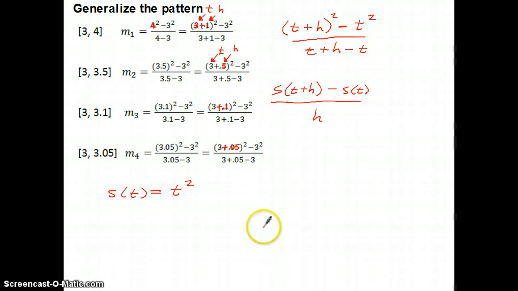So this is a generalization of our pattern, and what we're looking for is the rate of change right at 3. And so we were looking at what happens as we get closer and closer to 3. So essentially we were looking at what happens as that h value gets closer and closer to 0. Remember that h value is the distance we are away from 3. So we're looking literally at a limit as h goes to 0.